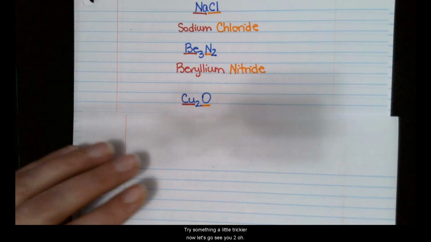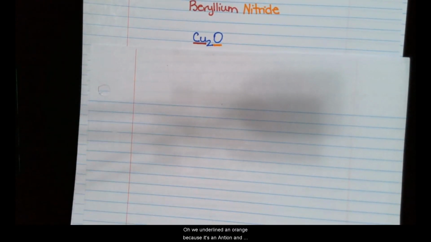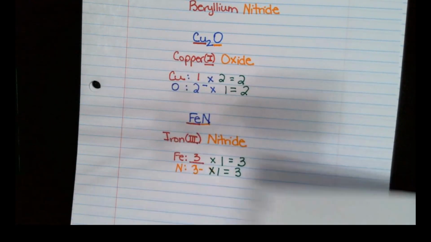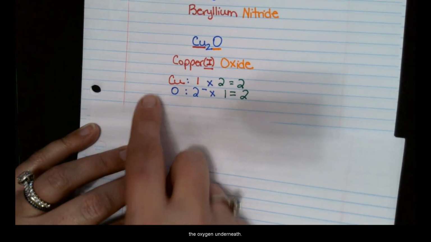Let's try something a little trickier now. Let's go with Cu2O. Now, O we underline in orange because it's an anion, and we name that oxide. The trick is with Cu. Cu is a transition metal, so we know that it can have multiple oxidation states. So you do have to use a reverse LCM for this. How that works is you set it up just like an LCM. I'm going to put the copper over here and the oxygen underneath.